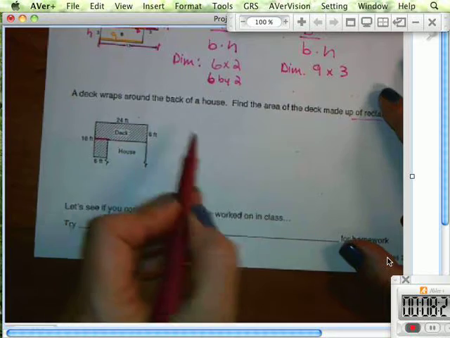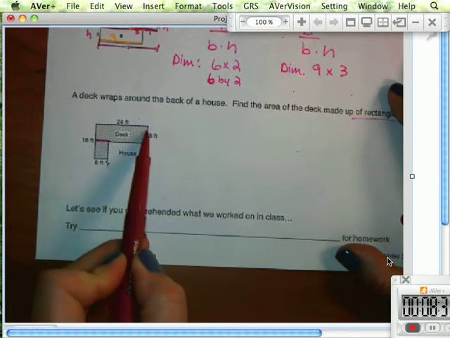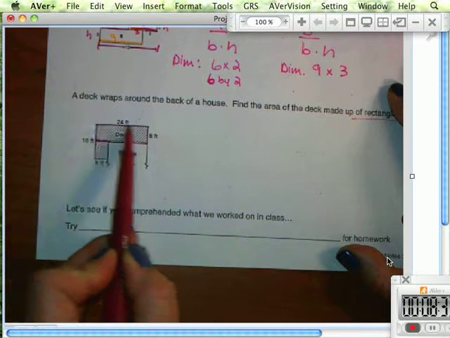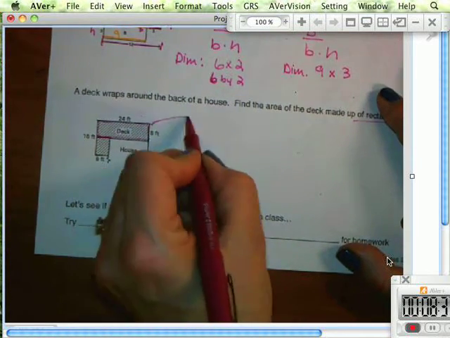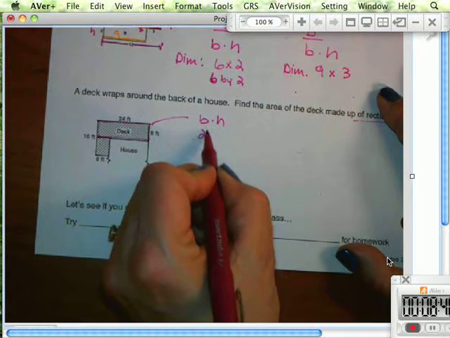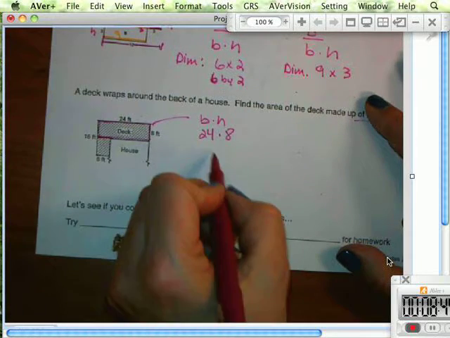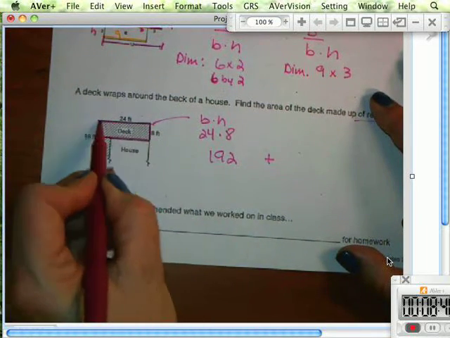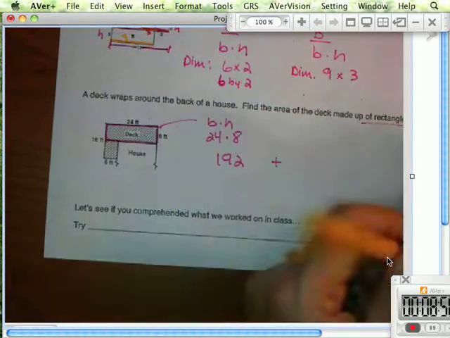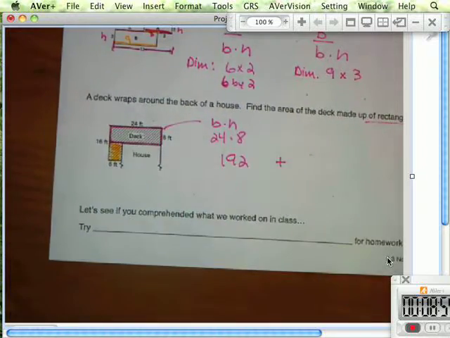So again, we have to look at this picture and say, okay, I know that this rectangle is 24 by 8. Can you see it? 24 by 8. So base times height is 24 times 8, which is 192. That's that rectangle right there. This one here, I got to find the area of that one.